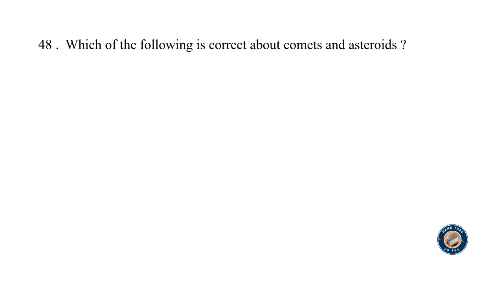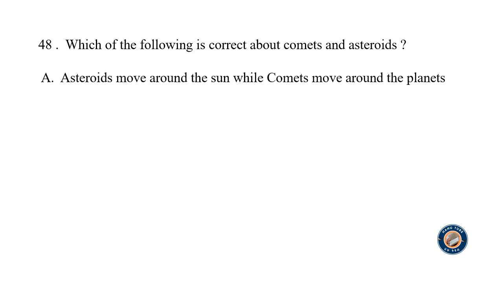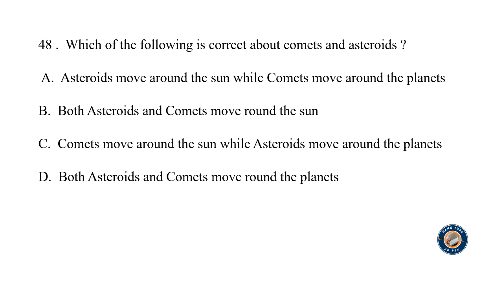Question number 48. Which of the following is correct about comets and asteroids? A. Asteroids move around the sun while comets move around the planets. B. Both asteroids and comets move around the sun. C. Comets move around the sun while asteroids move around the planets. D. Both asteroids and comets move around the planets.